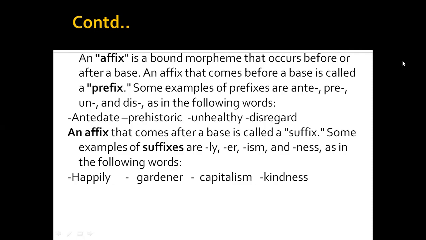So an affix that comes before the base word, that is, the root word, is a prefix, as we discussed: in unhealthy, un is the prefix. And on the other side, an affix that comes after the base is known as a suffix. Let's say in happily, ly is the suffix.